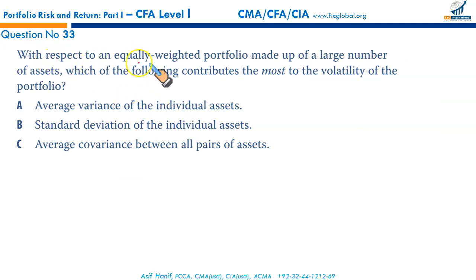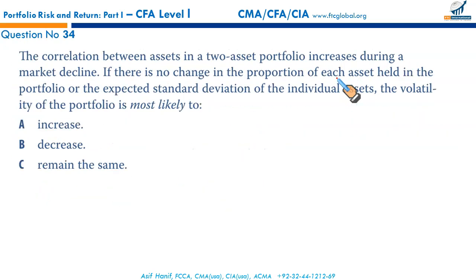With respect to an equally weighted portfolio made up of a large number of assets, which of the following contributes the most to the volatility of the portfolio? Average variance of the individual assets? No. The average covariance between all pairs of assets. The co-movement is what contributes the most to the volatility of the portfolio. Fairly straightforward question. C is the answer.